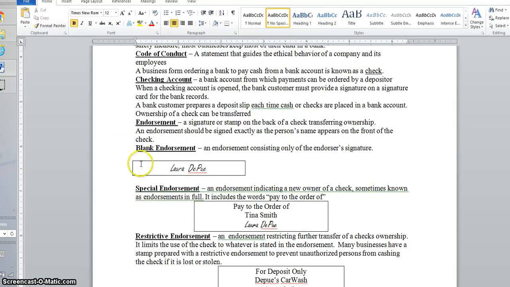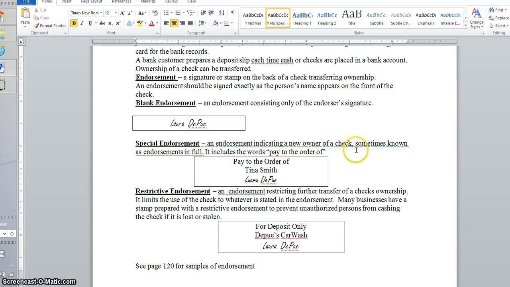We're also going to learn a little bit about endorsements, which means a signature or stamp on the back of a check to transfer the money. So a blank endorsement is simply just your name signed on the back of a check. A special endorsement would say to pay to the order of, a name, and then your name signed under that. It's also called an endorsement in full.